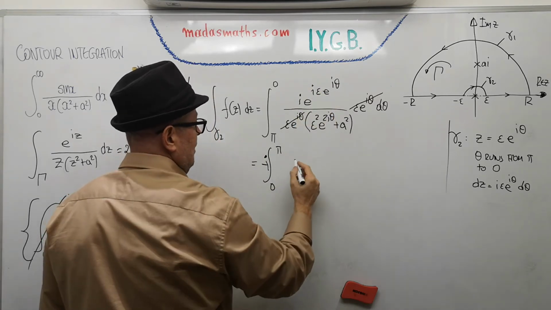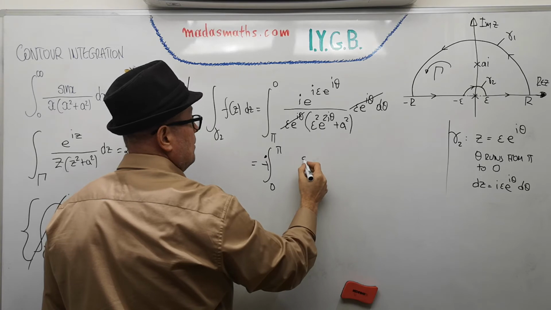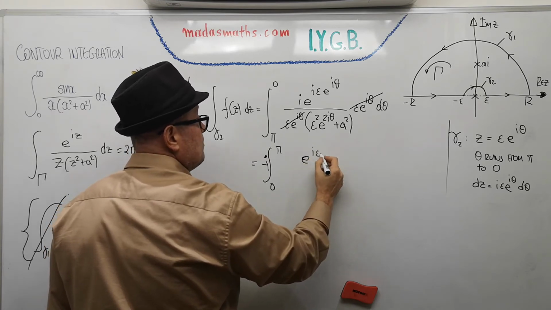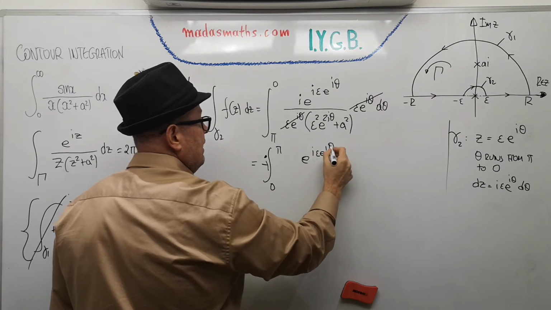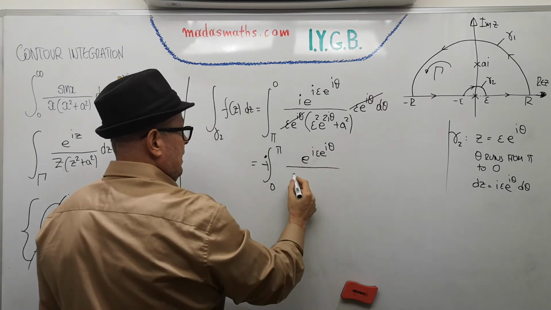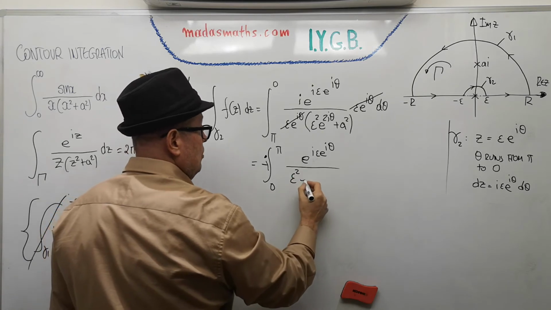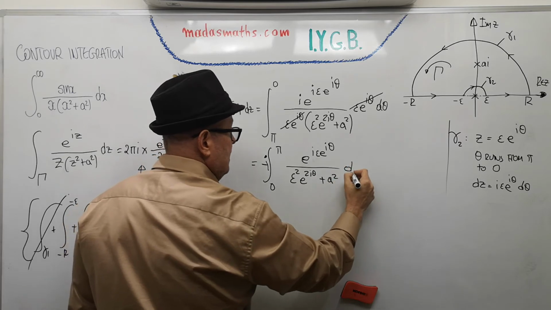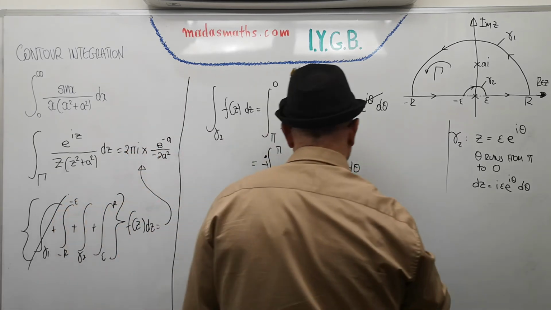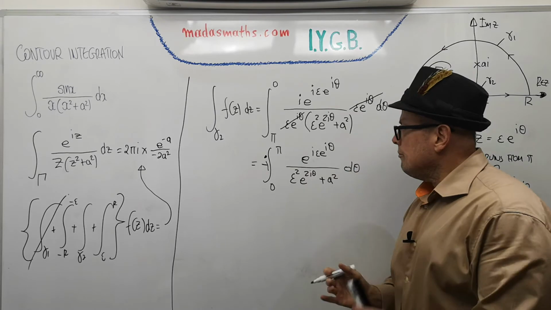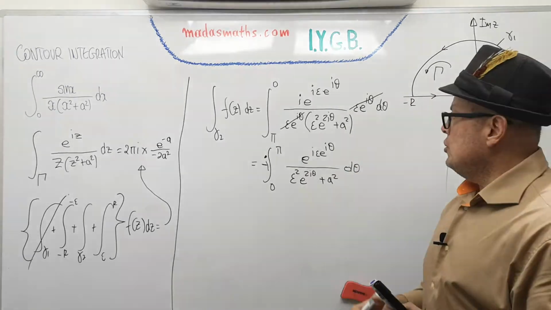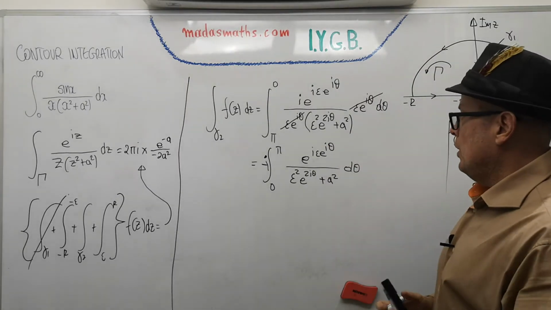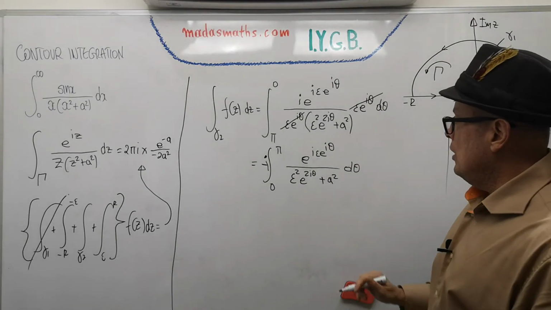And what I've got left now, let me see what I've got left. I've got e to the i epsilon e to the i theta, total and utter mess, and at the bottom I've got epsilon e to the 2i theta plus a squared d theta. And let's think about what happens now to this particular integral. Now, we're going to integrate at some stage, but of course we don't want this particular expression, what is epsilon? We want the limiting case as epsilon goes to 0.